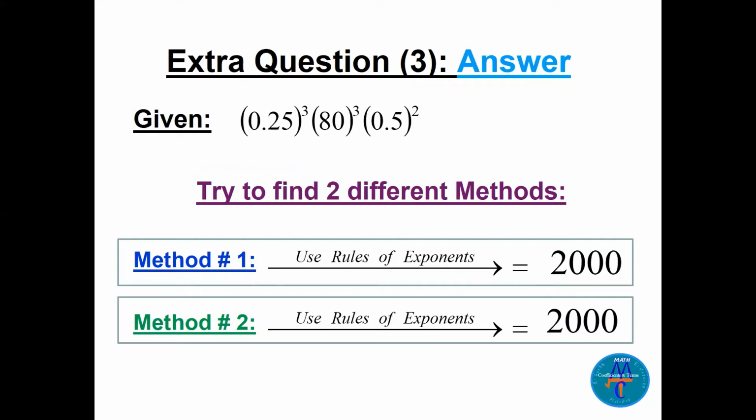Try to find two different methods. I give you the answer here. Only 2,000. Did you get this answer? Use the rules of exponents in method number 1. Another method, different method, you will get also 2000 because we have the same question, same answer, 2 different methods.